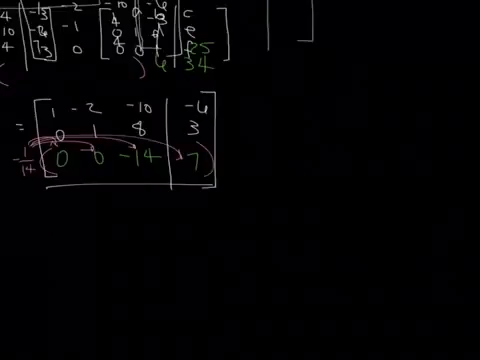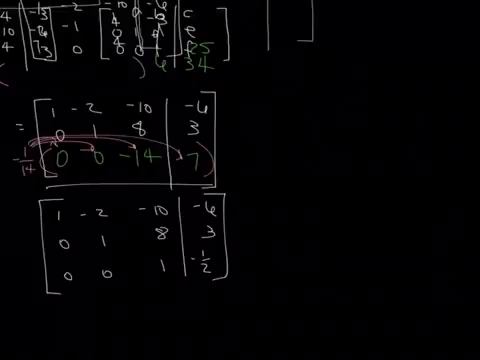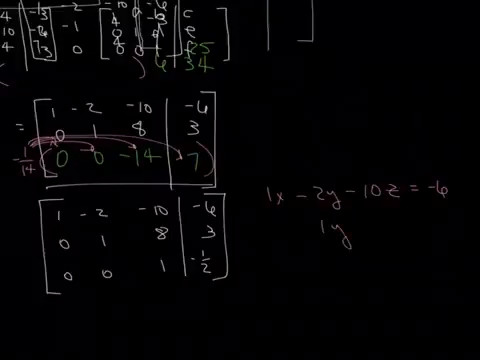So let me go ahead and rewrite this with that bottom row changed. Okay, so there is my matrix with my main diagonal right there, all ones, everything zeros here, and I don't care what these are. So let's go ahead and write this as a system of equations again. So we have 1x minus 2y minus 10z equals negative 6. The second row is 1y plus 8z equals 3, and our third row would be 1z equals negative 1/2.